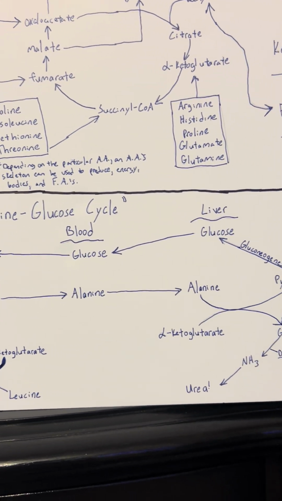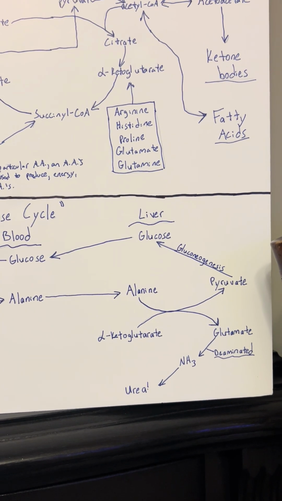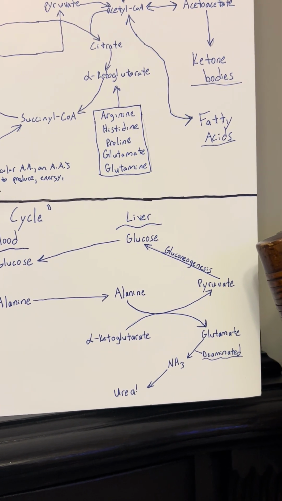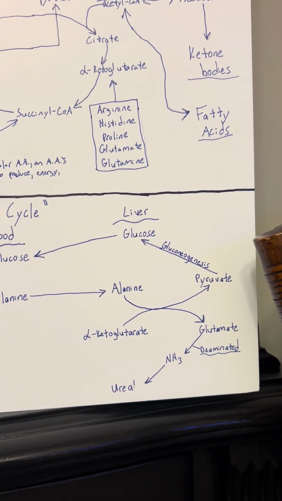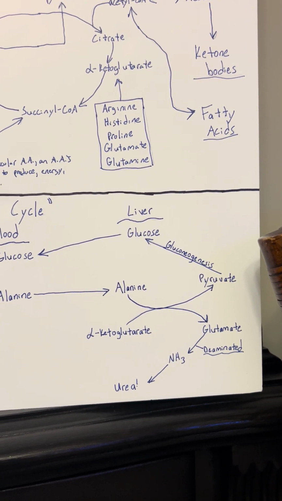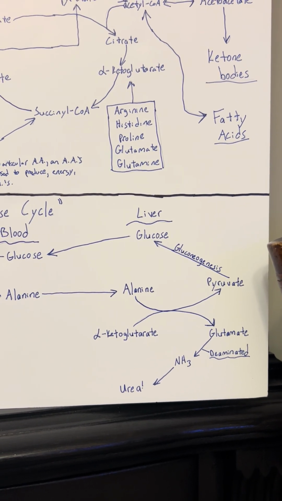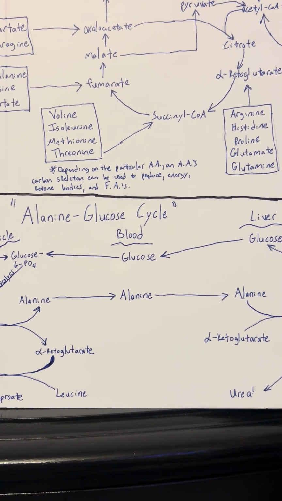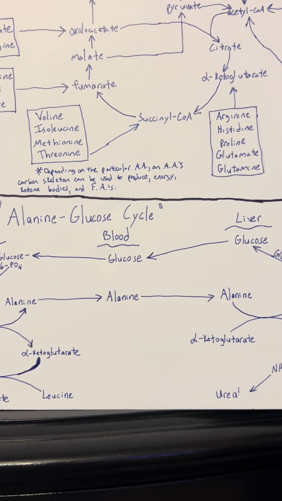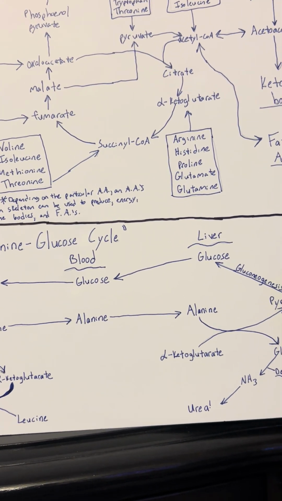In the liver, alanine is transaminated with alpha ketoglutarate to form pyruvate. Pyruvate can be converted back to glucose in a series of reactions. The glucose is then released from the liver into the blood for uptake by tissue such as muscle, which uses glucose for energy, as we know. The glutamate formed in the liver can be deaminated to release ammonia. This ammonia is used in the liver for urea production.